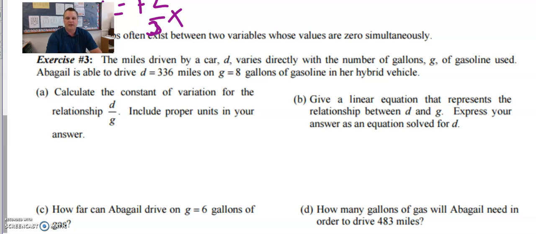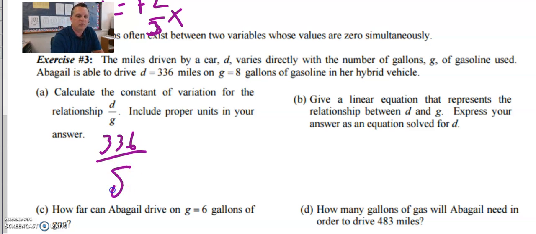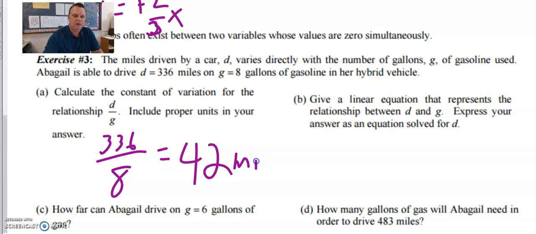Miles driven by a car, D, varies directly as the number of gallons, G, of gasoline used. Abigail is able to drive 336 miles on 8 gallons of gas. Calculate the constant of variation. Again, we want to find the unit rate: how many miles can she go per gallon. So we have 336 miles over the number of gallons. 336 divided by 8 is 42, and that's 42 miles per gallon.